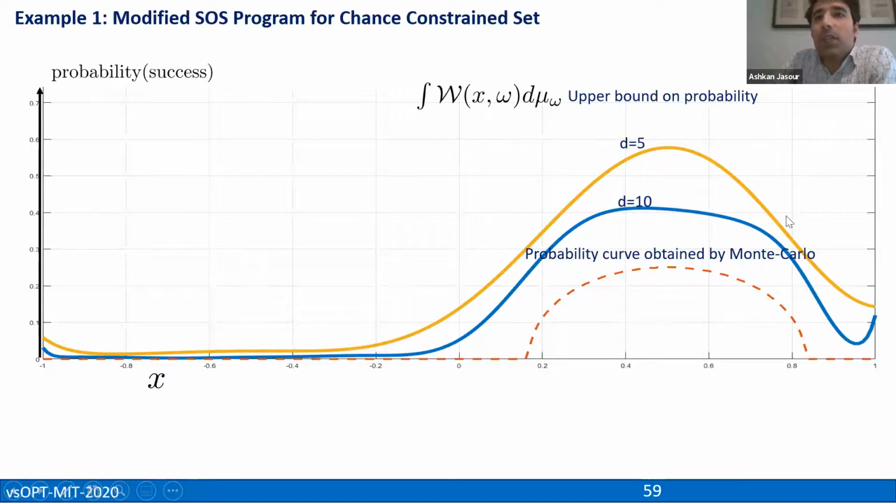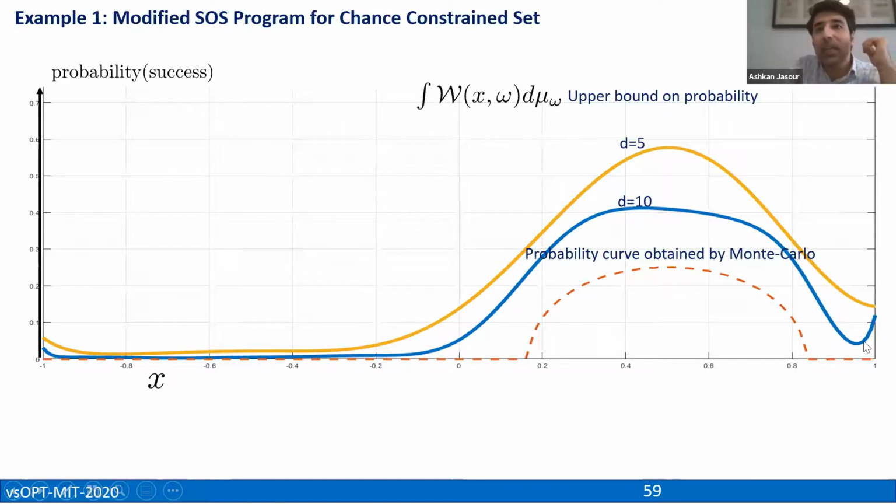The first function is the expected value of the W, which I obtained by solving the sum of squares for the relaxation order of 5. This is a polynomial of order 5. The second function is obtained by solving an SOS for relaxation order of 10. And this dashed line is the true probability of success. To obtain this for each design parameter x, I sampled the uncertainties and used Monte Carlo to obtain the true probability of success for each design parameter.